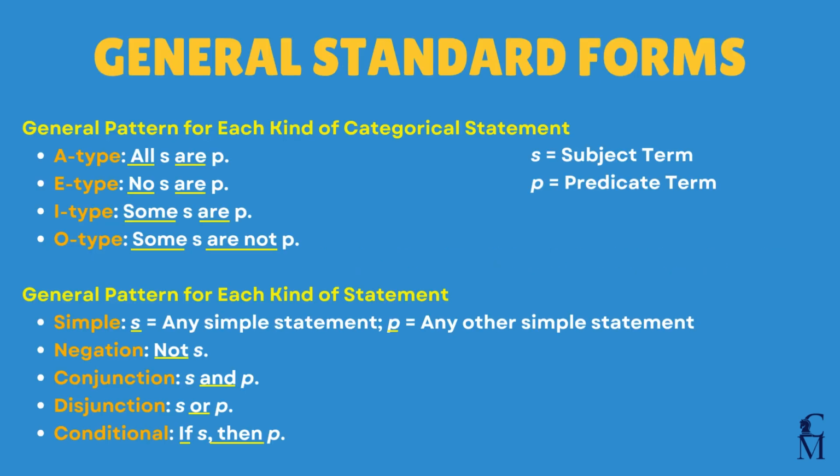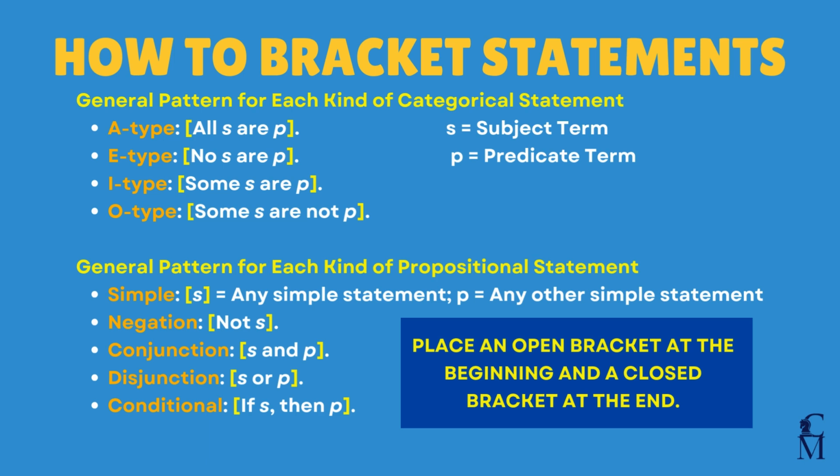To accurately bracket the statements that make up an argument, you should see if you can identify all the statements that follow at least one of these statement patterns. Then, place an open bracket at the beginning of the statement and a closed bracket at the end, making sure that you enclose all the parts of the kind of statement that you believe you are bracketing inside the statement brackets.